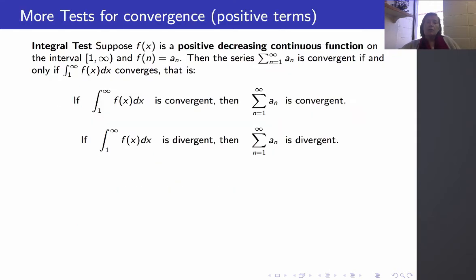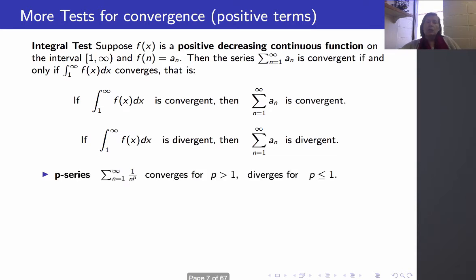The integral test is something we used as a means to an end. We used a particular function, 1 over x to the p, to conclude which p series converge or diverge. So a p series is of the form the sum from 1 to infinity of 1 over n to the p, and you should know that that converges for p bigger than 1 and diverges if p is less than or equal to 1.